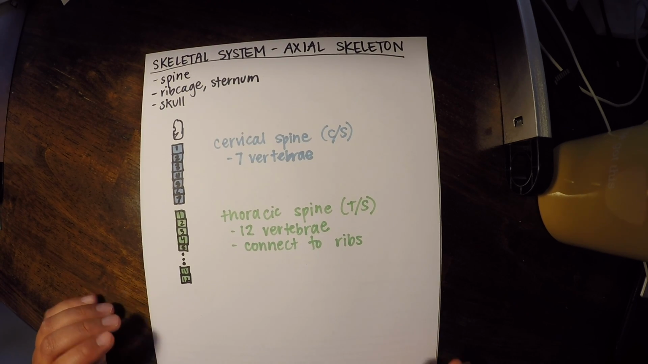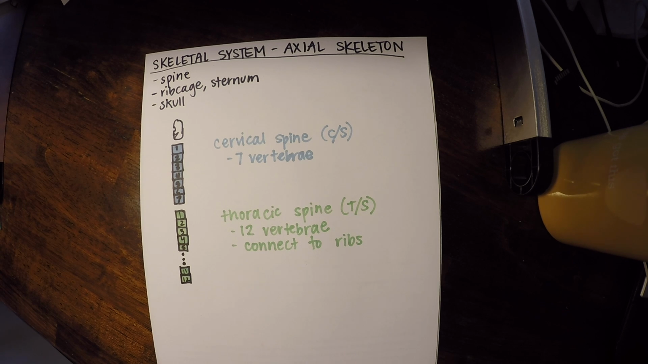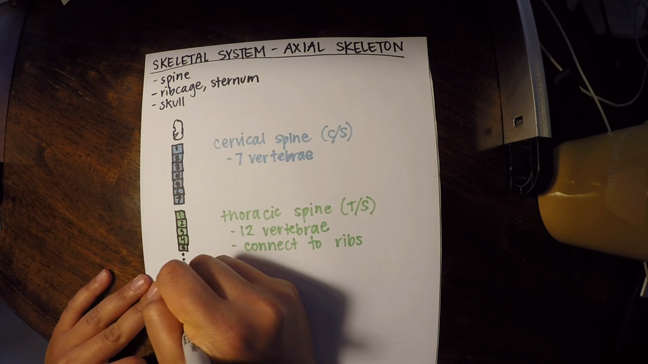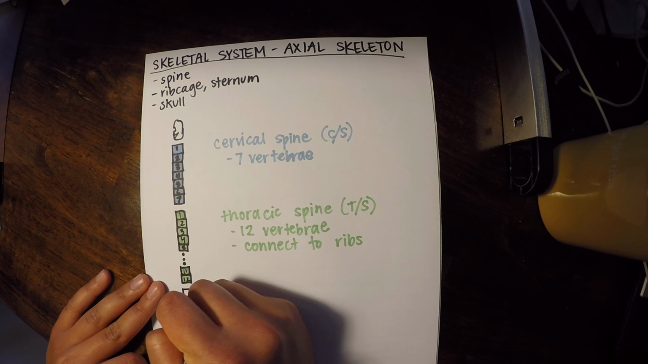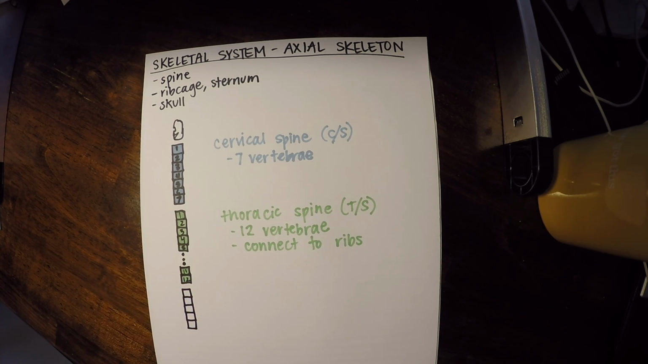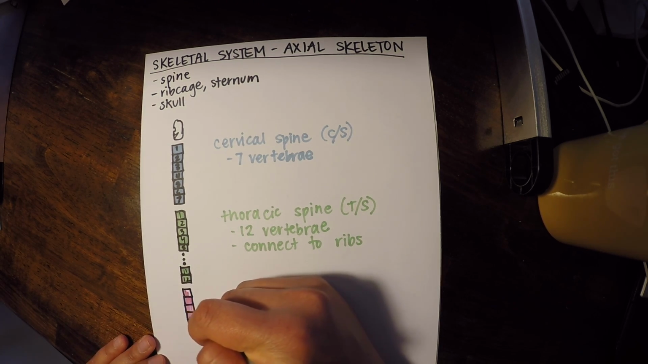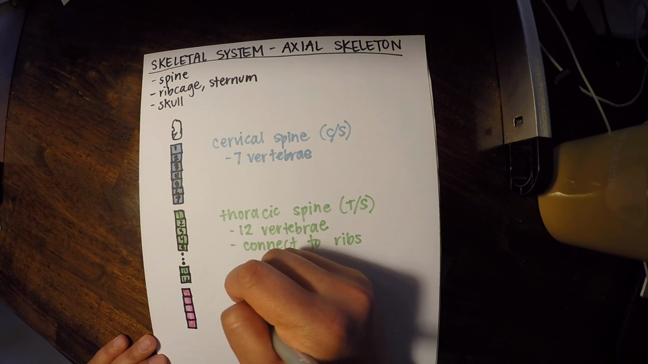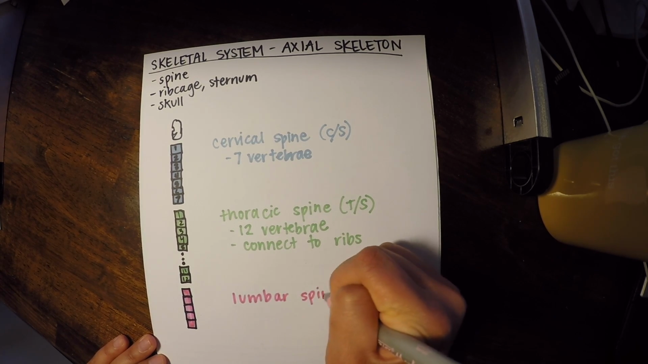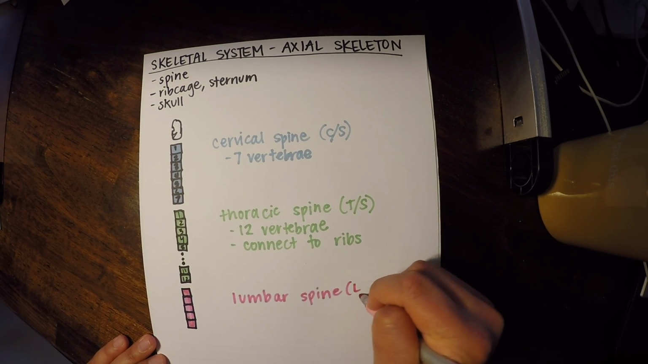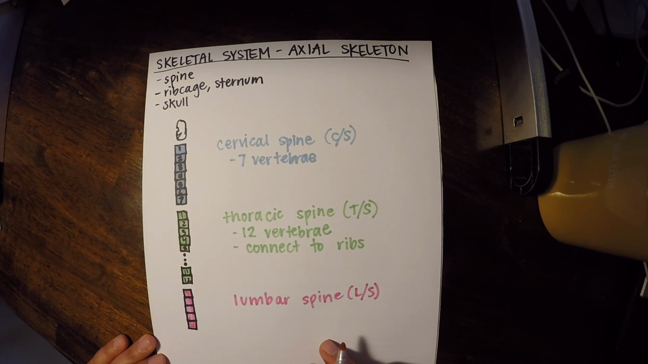Then our next step in our spine is our lumbar spine. So I'm going to draw a few boxes out there. There are only 5 vertebrae in the lumbar spine, so that makes it easy for us because I can draw all of those out. So that is our lumbar spine, abbreviated L/S, that's our low back.